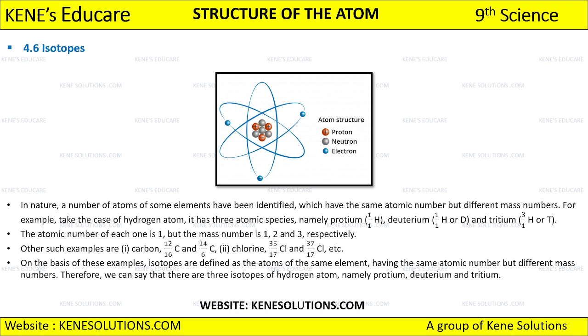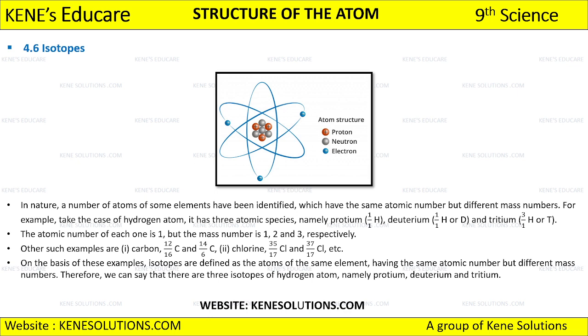Other such examples are carbon. So we have carbon 12 upon 6 and 14 upon 6. Then we have chlorine, where we have 35 upon 17. Okay, so here for carbon, it is 12 upon 6 and 14 upon 6. One is missing in 16, so don't get misunderstood over there. Then for chlorine, we have 35 upon 17 and 37 upon 17. These are the two examples of chlorine.